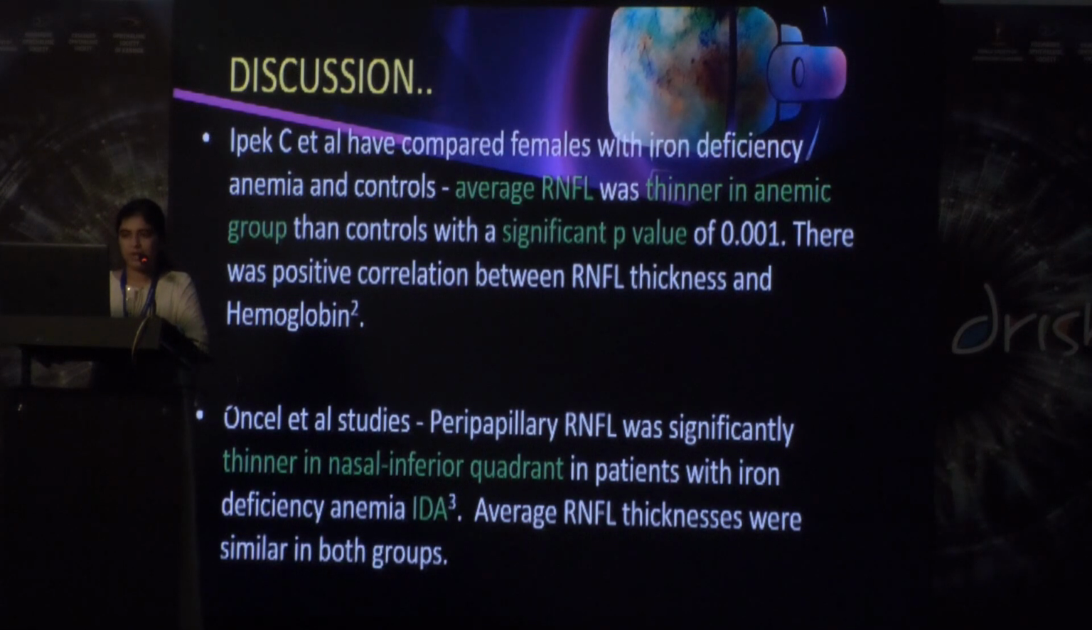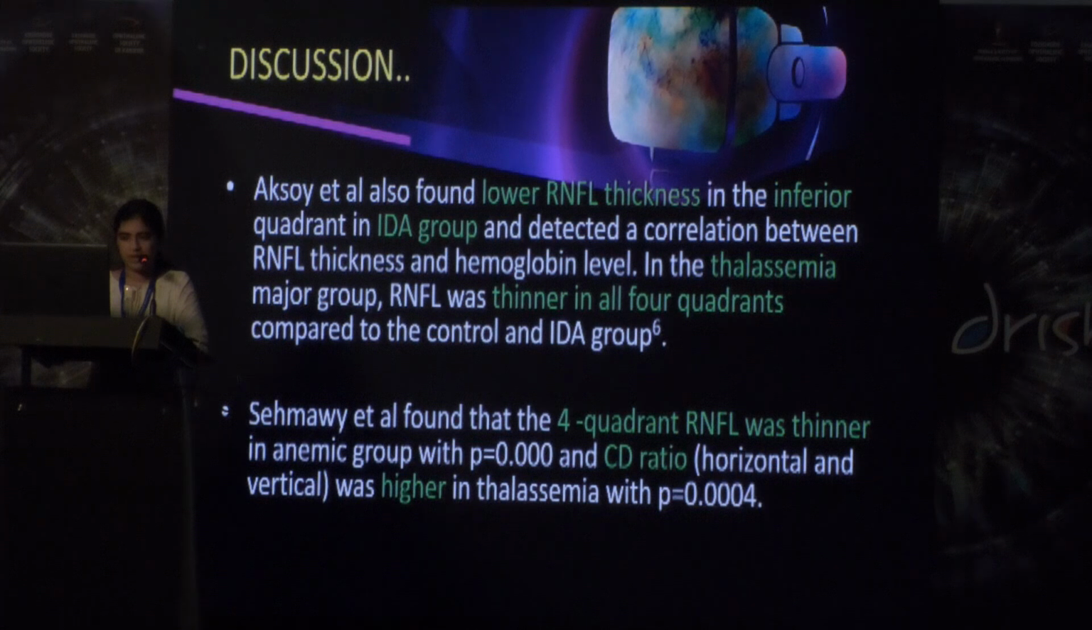Ipek et al. compared females with iron deficiency anemia and controls and found that the average RNFL was thinner in the anemic group with a significant p-value, which corresponds to our study. Onsel et al. also found a significantly thinner RNFL in the nasal inferior quadrant. Koksal et al. found lower RNFL thickness in the inferior quadrant in iron deficiency anemia, whereas thalassemia patients showed thinning of RNFL in all 4 quadrants.